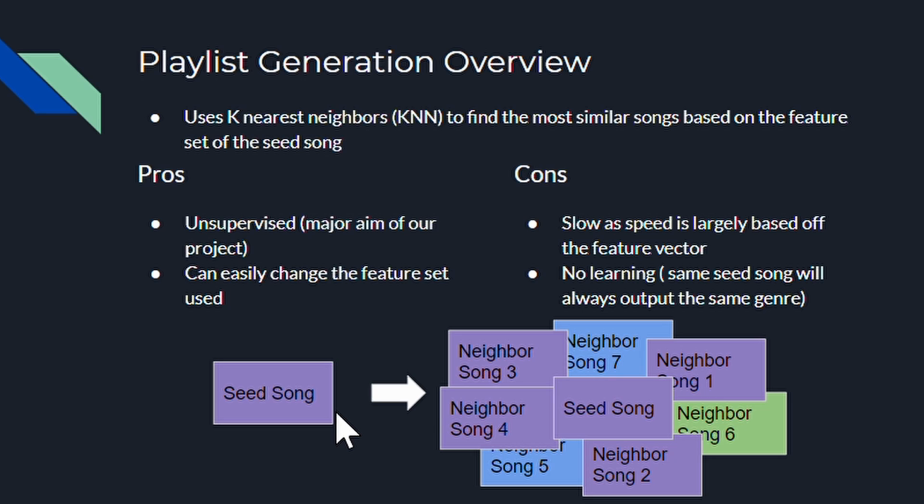Another pro was that we could easily change the feature set we're using. This allowed us to test different varieties of feature sets and compare those results. Now, the cons are it's very slow based on the size of the feature set. So we're using a very large feature set, which in turn makes this algorithm run a little bit slow. There's also no learning, so basically what this means is for every seed song which you input to make a playlist, the same playlist will be outputted.